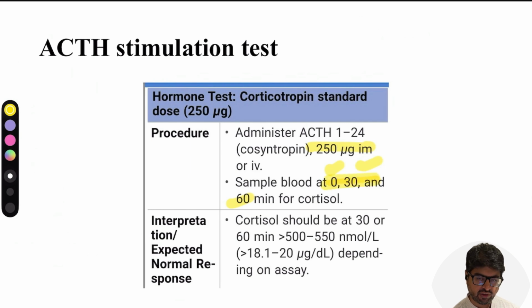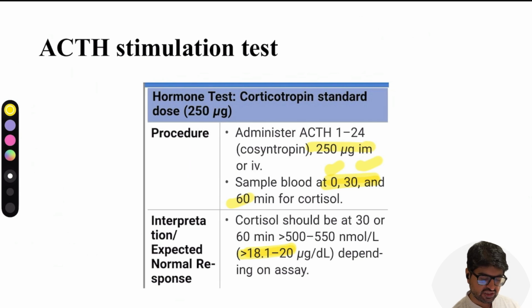So even though this is from one of the guidelines, a zero sample is not required. You can directly do 30 and 60 minutes. I'm assuming that a fasting baseline cortisol has already been done. Right now, if any of these values is more than 18, it is considered to be normal. If it's less than 18, that means that the HPA axis is compromised. So that is the ACTH test.